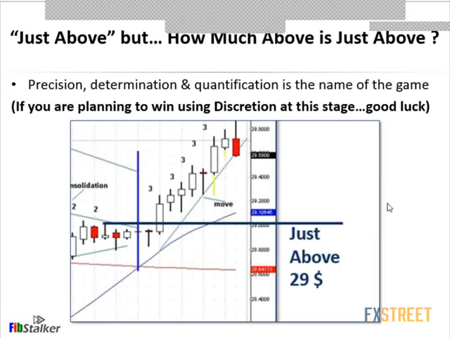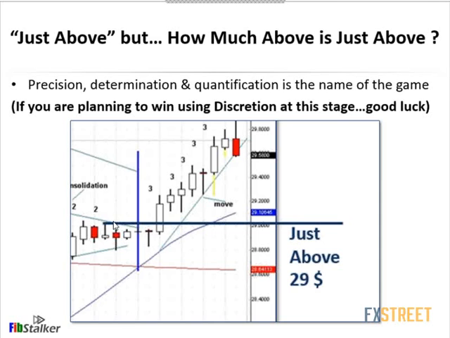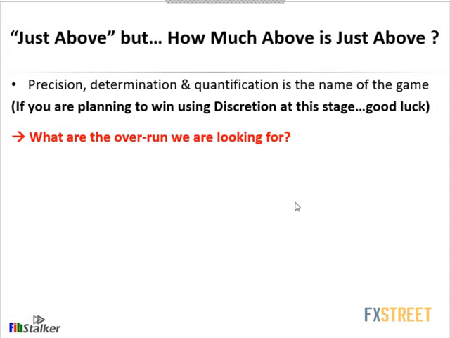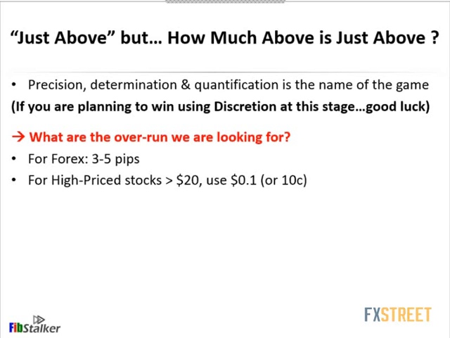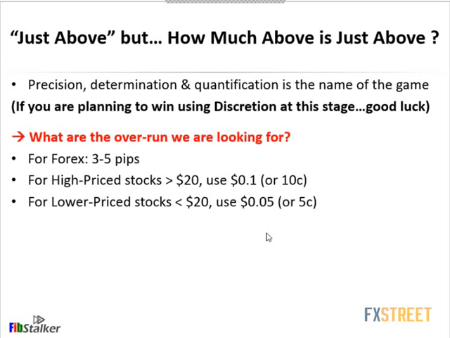So now just above here, what that means, well, we have to be very, very precise. That's called the overrun: how much higher above the entry level we want to see price before we get involved. It's kind of a confirmation. For Forex, 3 to 5 pips. For high price stocks, more than $20, use 10 cents. And I use 5 cents for price below $20. So this is how far above it is, just above.